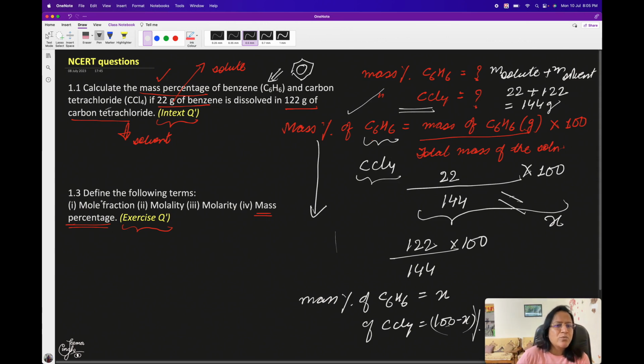Let's move on to the next question, that is define the following terms: mass percentage. You can write down the formula that mass percentage of a component is equal to mass of that component divided by total mass of the solution into 100.